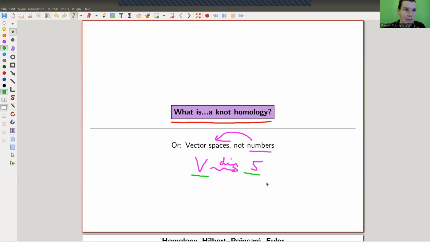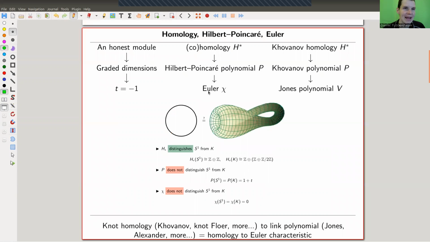Today, not everything, but morally, I will try to explain it, and it's very similar to the bracket polynomial, because I will stay with what people call Khovanov homology. The main idea is the following. You have an honest module, and I write module here because I think of it as having integer coefficients. Later I will zoom into the case where I have a vector space. So you can also say a vector space, and that's actually a graded vector space. So you can take graded dimensions as before, and you get a sequence of numbers.